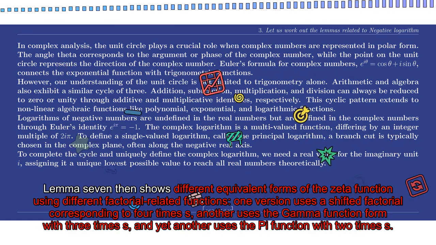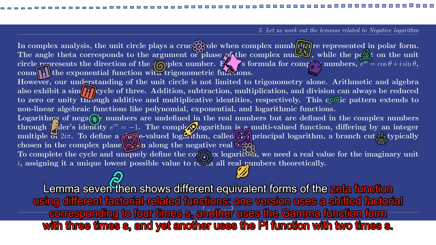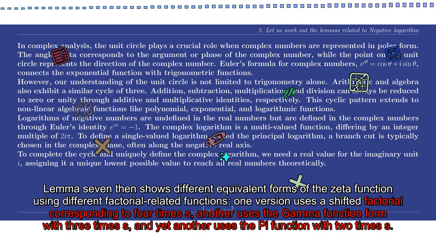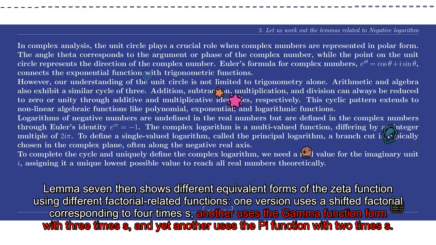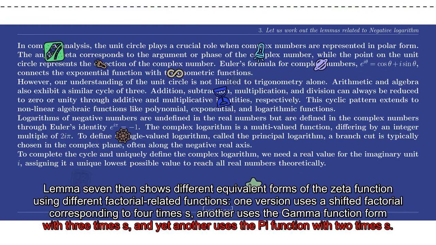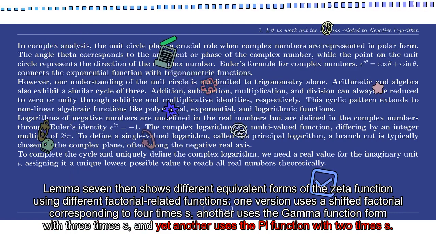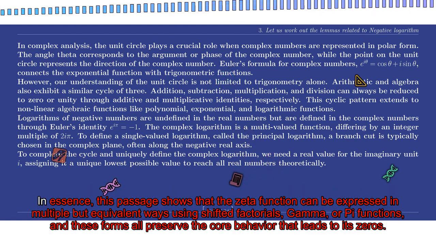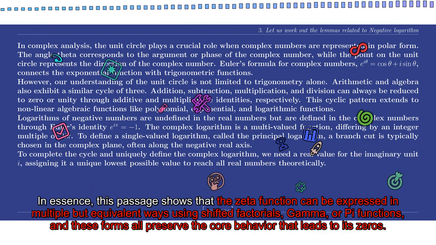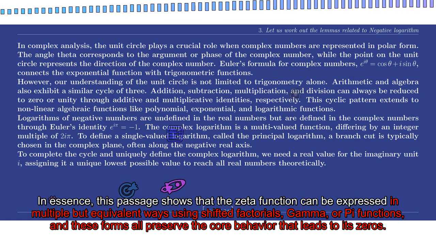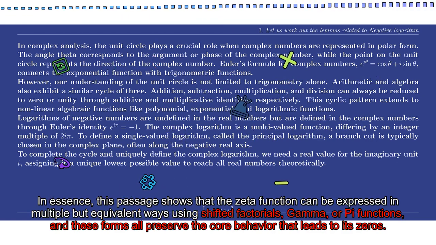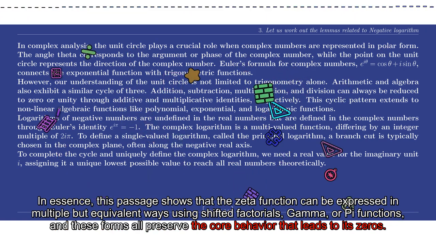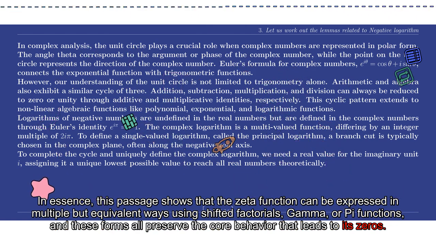Lemma 7 then shows different equivalent forms of the zeta function using different factorial related functions. One version uses a shifted factorial corresponding to 4 times s, another uses the gamma function form with 3 times s, and yet another uses the pi function with 2 times s. In essence, this passage shows that the zeta function can be expressed in multiple but equivalent ways using shifted factorials, gamma, or pi functions, and these forms all preserve the core behavior that leads to its zeros.